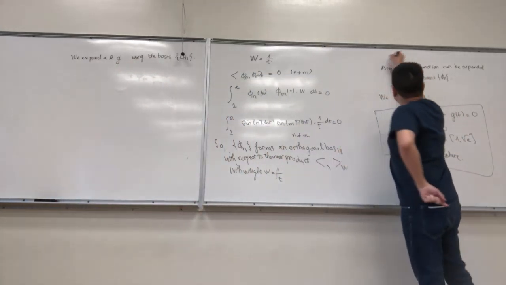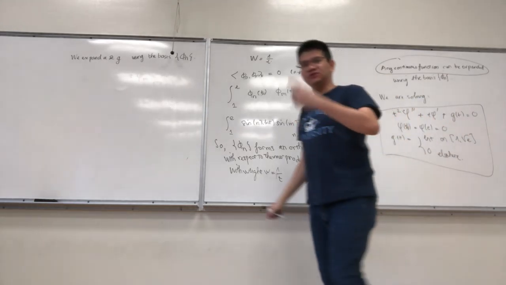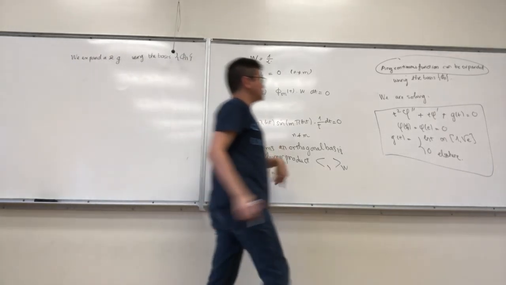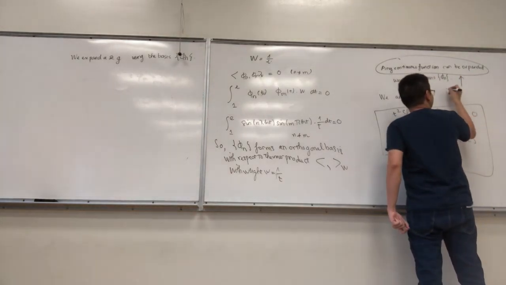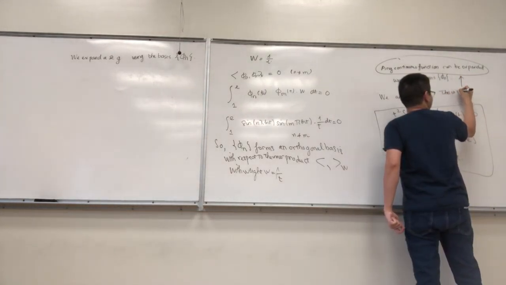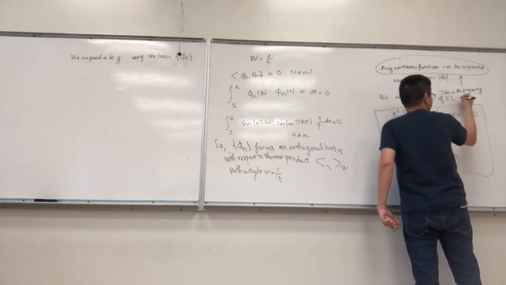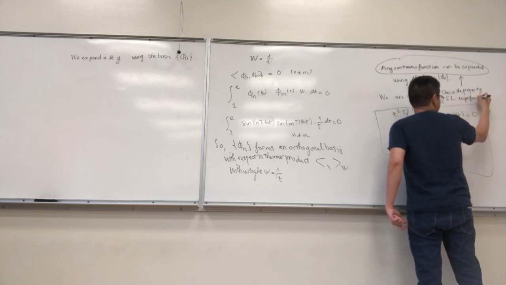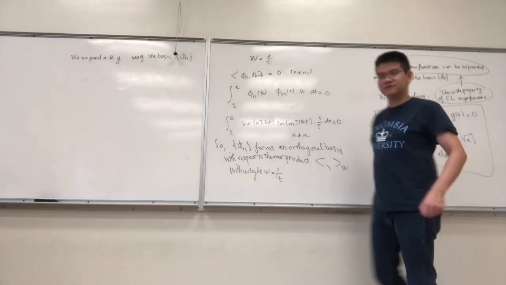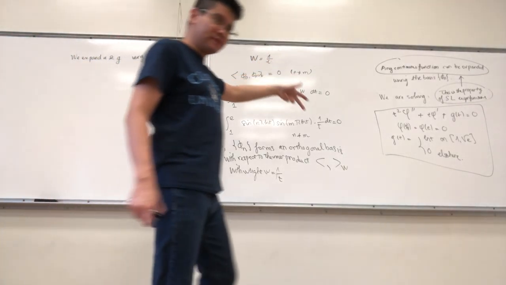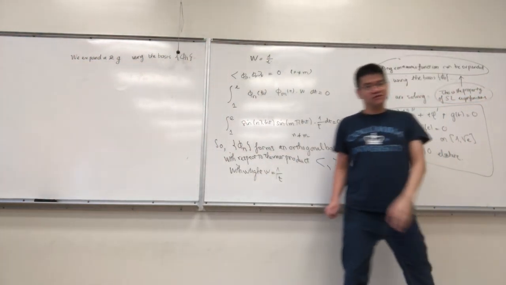So we know that any continuous function can be expanded using this basis, right? Because this is the theorem, and I will prove it. This is the property of the Sturm-Liouville eigenfunction that we mentioned in the first lectures. So all of the eigenfunctions can be used as an orthogonal basis to expand all of the continuous functions. All right?